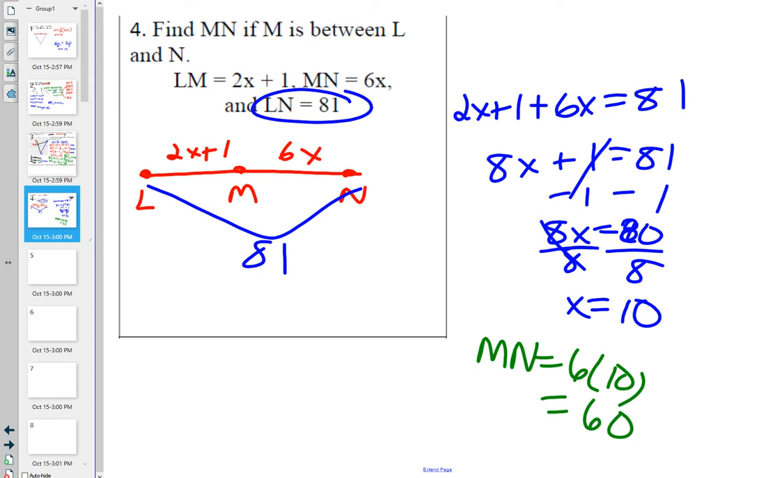If they were to also ask you for LN, could you quickly find LN without having to substitute? 21. It'd be 21, sure, because if you know that MN is 60, what's left over is 21. Subtract. Or you could plug in the 10. 2 times 10 plus 1 is 21, but you could just also subtract.